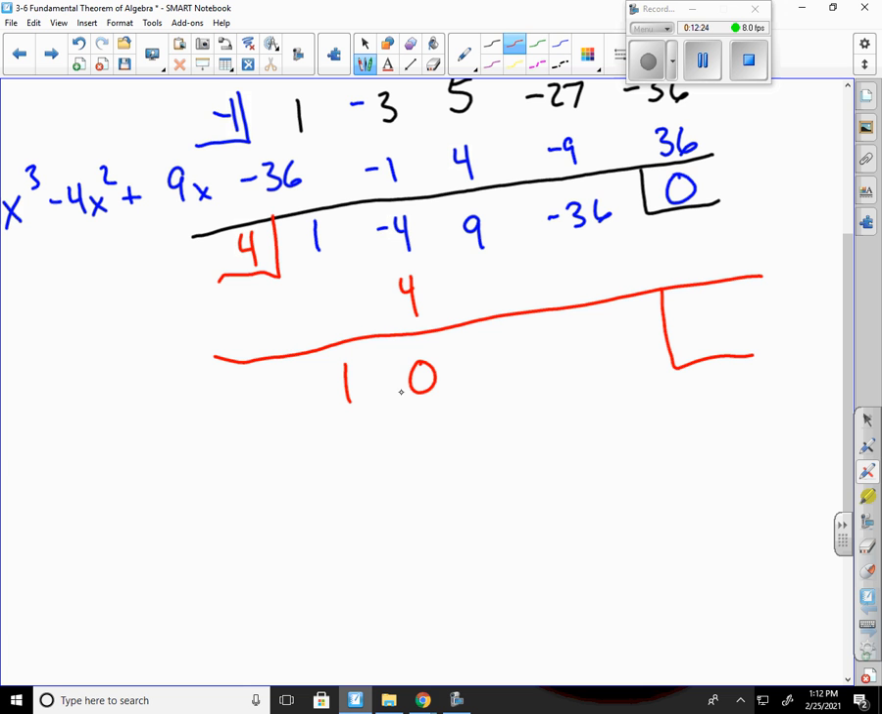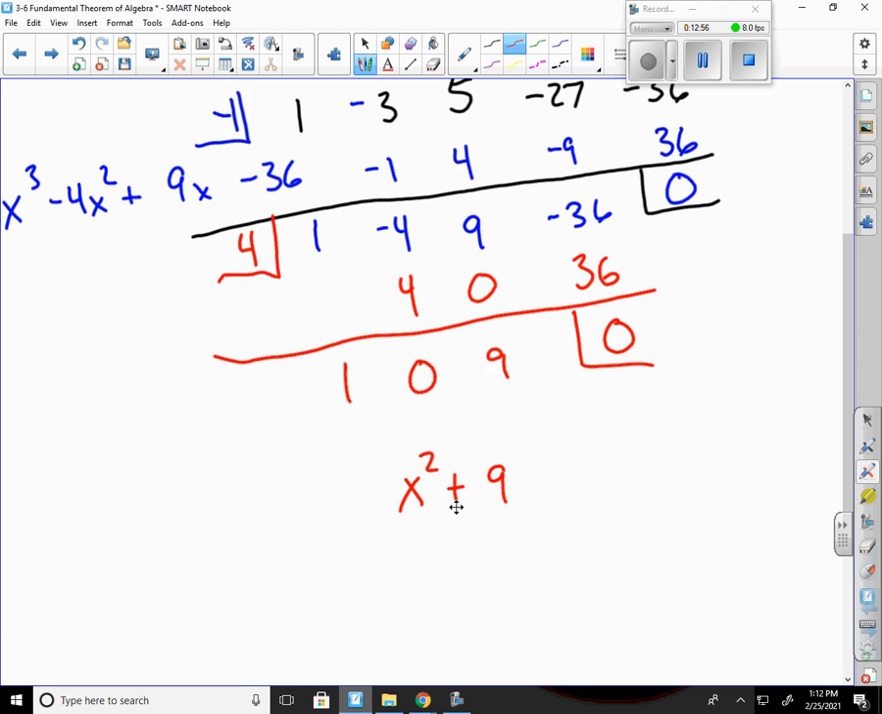4 times 0 is 0. 9 plus 0 is 9. 4 times 9 is 36. I guess this is where my box should have gone. I went too far with my line because it ends here. -36 plus 36 is 0. Now my equation is x squared plus 0x plus 9.